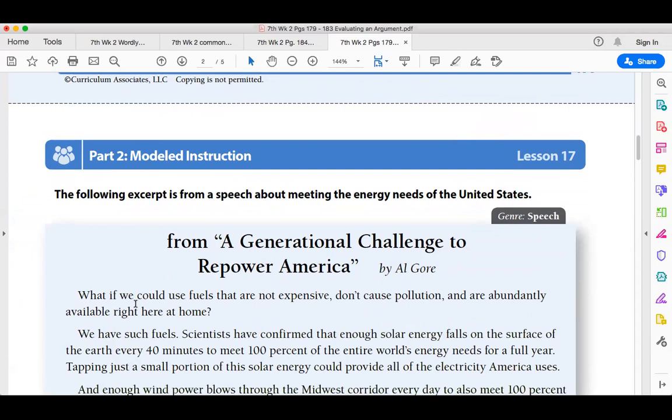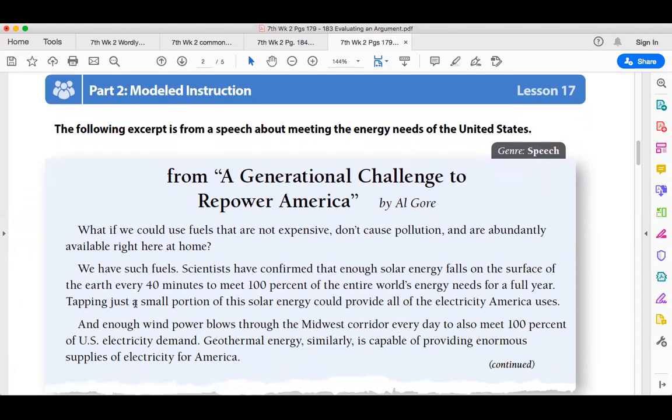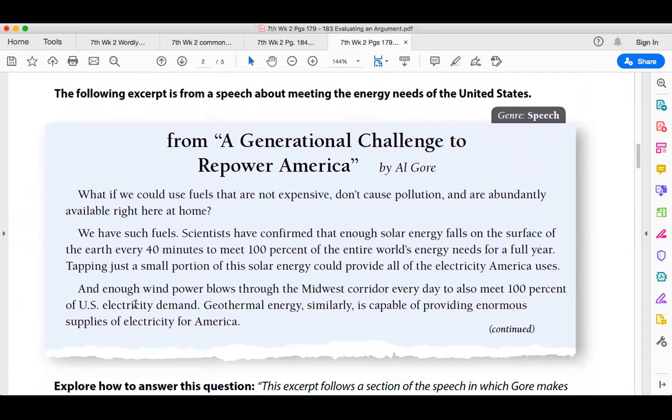So you're going to analyze an author's argument in a speech. This is a speech from Al Gore, and he wanted to form a generational challenge to repower America. And this is from his speech.